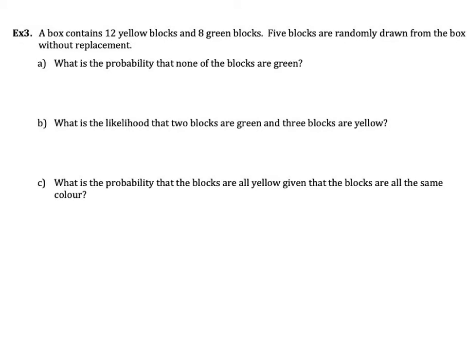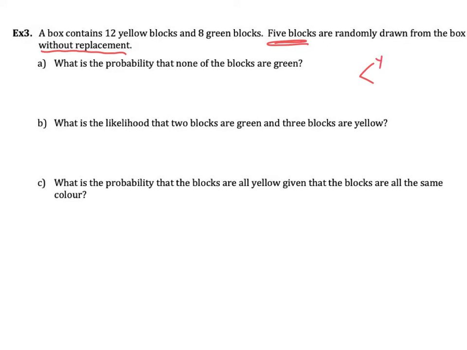Looks like we have a little bit more in this third example. It says a box contains 12 yellow blocks and 8 green blocks. We're also choosing more. It says 5 blocks are randomly drawn from the box without replacement. So 5 blocks. Okay, your gut might be, okay, I'm going to make a tree diagram.